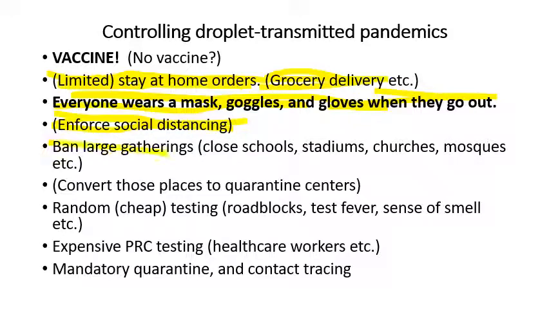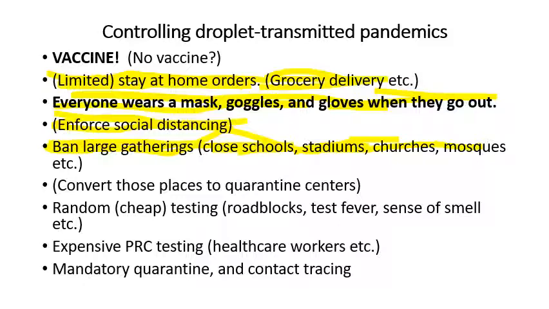Then you have to ban large gatherings where people get together in large crowds, so you close the schools. We've done that in BC, for instance. You shut down sporting events, and so you close the stadiums, you close the churches, you close the mosques, because these are all gathering places where people gather together and they're very crowded.